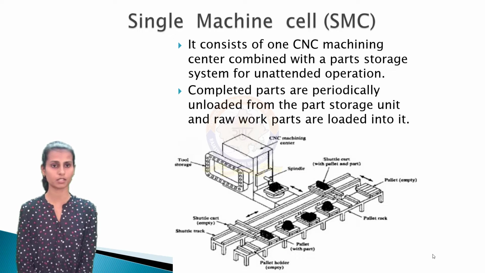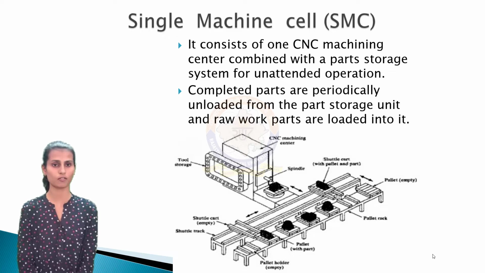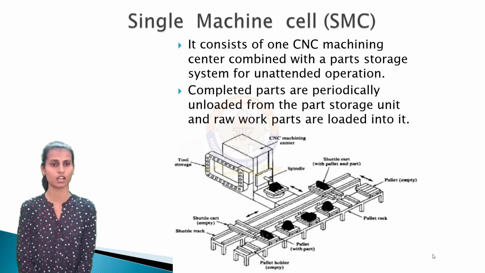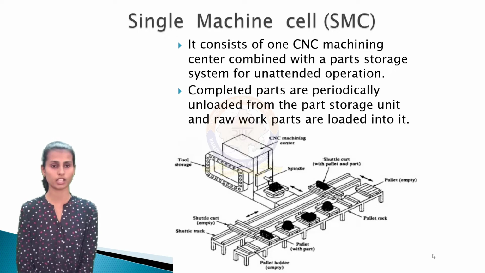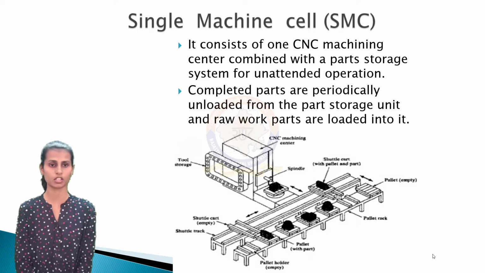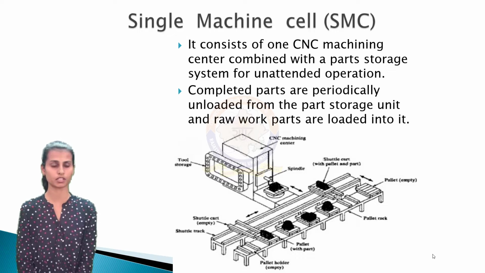First part, single machining cell. It consists of one CNC machining center combined with a parts storage system for unattended operation. Completed parts are periodically unloaded from the parts storage unit and raw work parts are loaded into it.